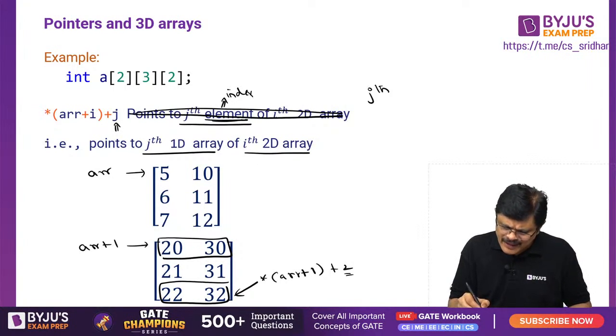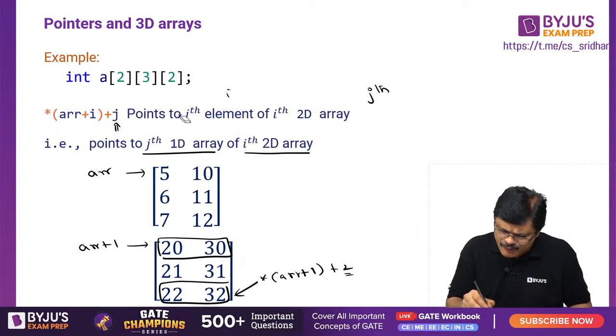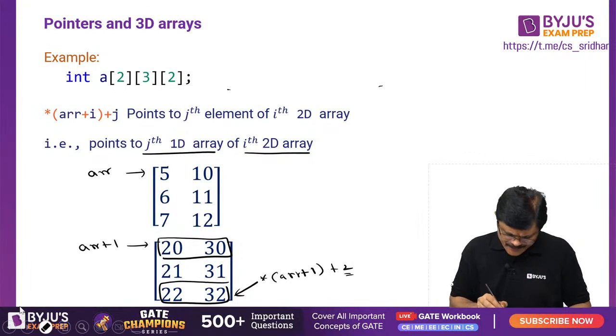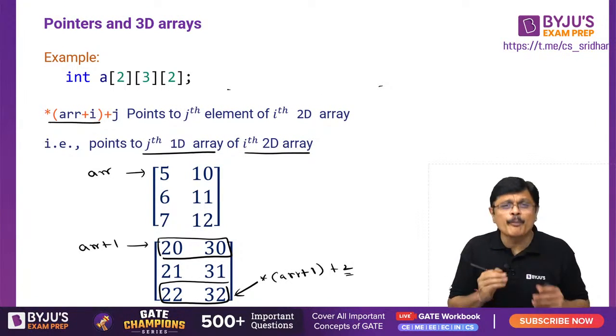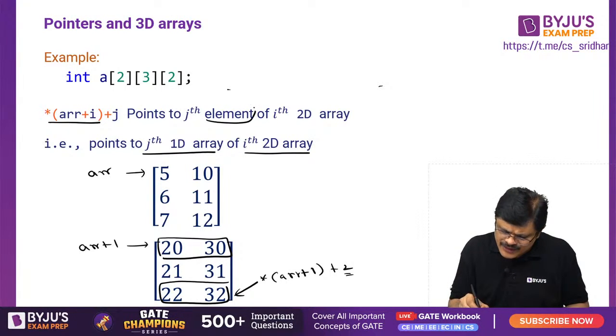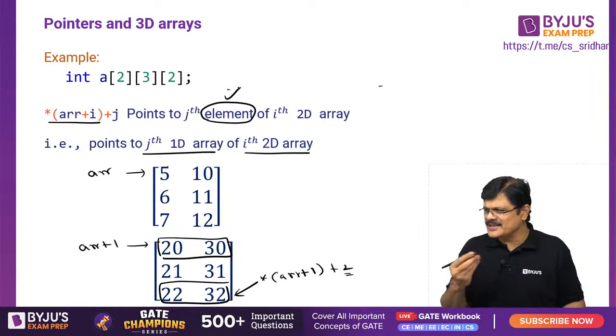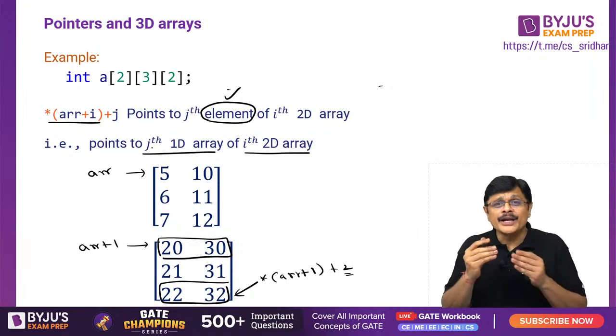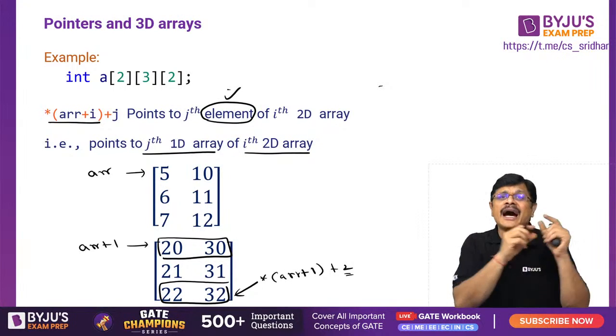Instead of elements being nothing but 1D arrays, in that sense it is fine. But if you write "element", it would be confusing. Element means whatever this fellow points to, that is called an element. So in that sense it is fine. It is pointing to the jth 1D array of the ith 2D array.